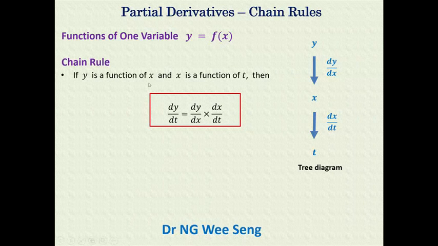If y is a function of x and x is a function of t, and assuming all functions are differentiable, the chain rule says dy/dt is the product of dy/dx and dx/dt.